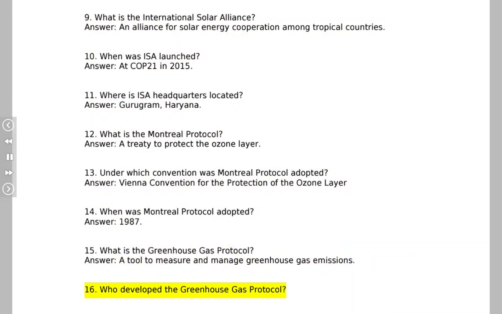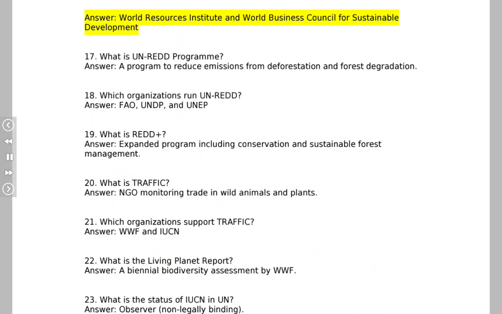16. Who developed the Greenhouse Gas Protocol? Answer. World Resources Institute and World Business Council for Sustainable Development. 17. What is UNREDD program? Answer. A program to reduce emissions from deforestation and forest degradation. 18. Which organizations run UNREDD? Answer. FAO, UNDP, and UNEP. 19. What is REDD Plus? Answer. Expanded program including conservation and sustainable forest management.